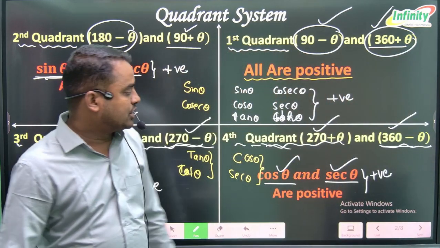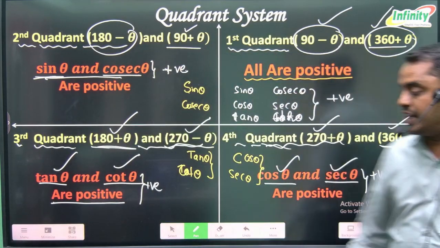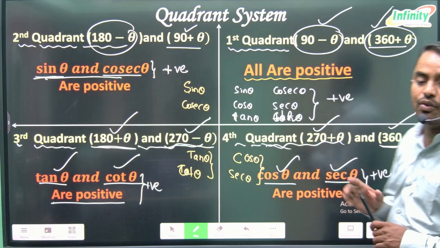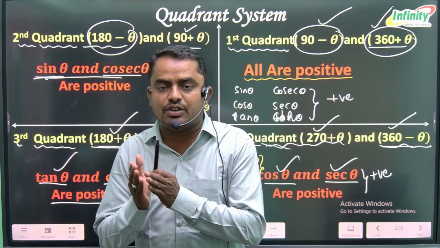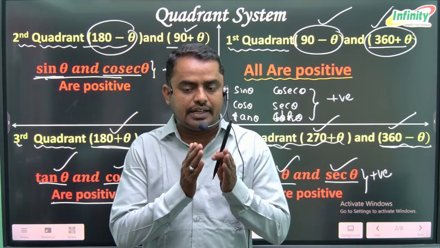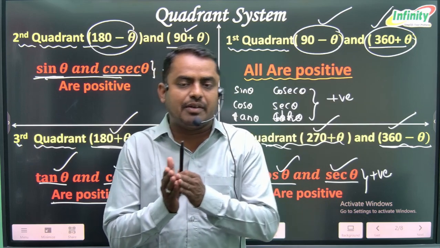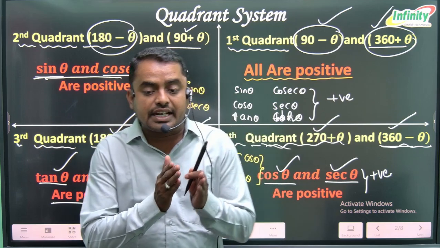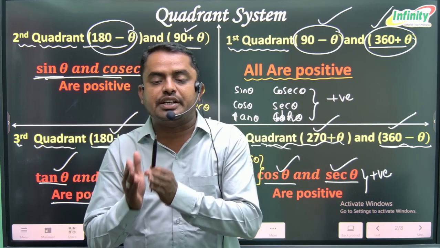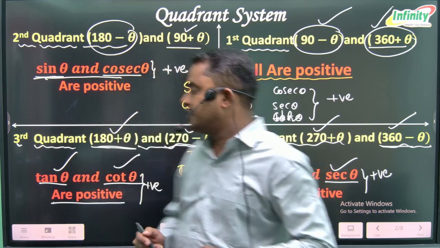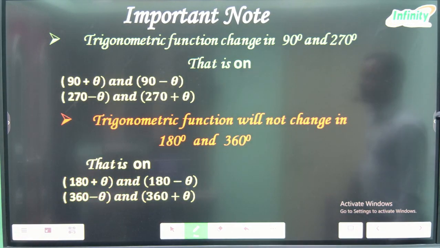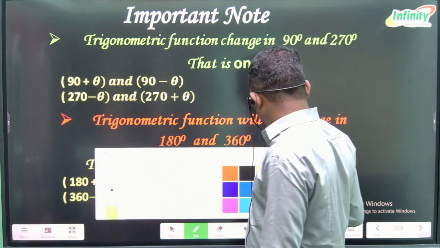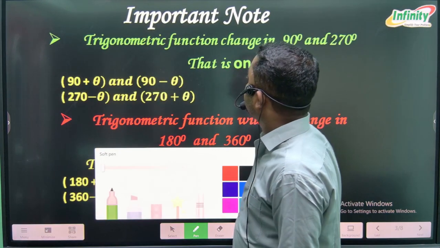So next we are going to see when these functions are going to be interchanged: sine changes to cos theta, cos changes to sine theta, tan changes to cot theta, cot will become tan theta, sec theta changes to cosec theta, and cosec theta changes to sec theta. So when these functions are going to be interchanged, this is a very important note, so you have to always remember this in mind, dear students.